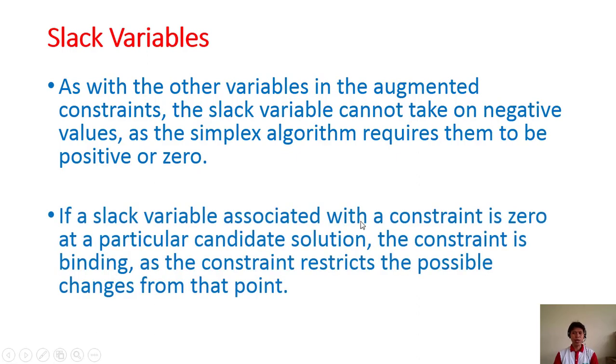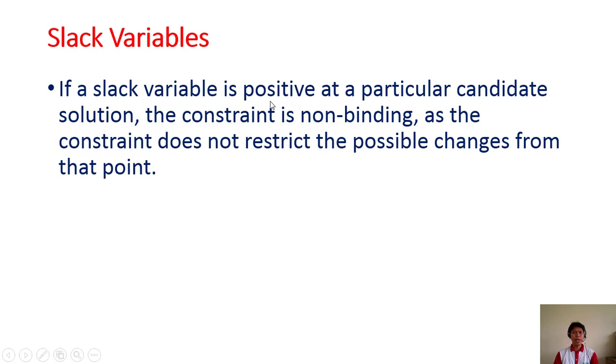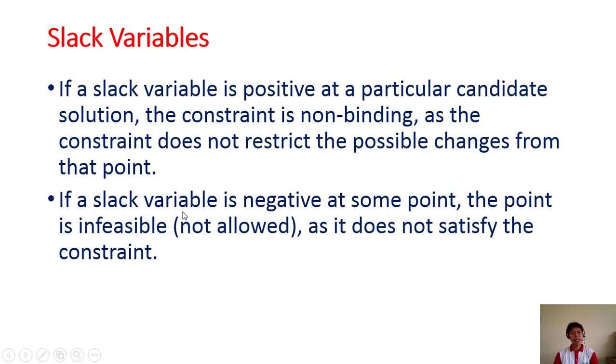If a slack variable associated with a constraint is 0 at a particular candidate solution, the constraint is binding, as the constraint restricts the possible changes from that point. If a slack variable is positive at a particular candidate solution, the constraint is non-binding, as the constraint does not restrict the possible changes from that point. Another is if a slack variable is negative at some point, the point is infeasible or not allowed, as it does not satisfy the constraint.